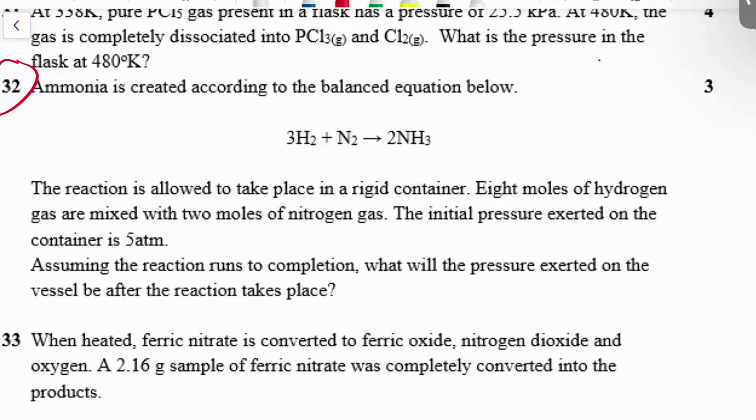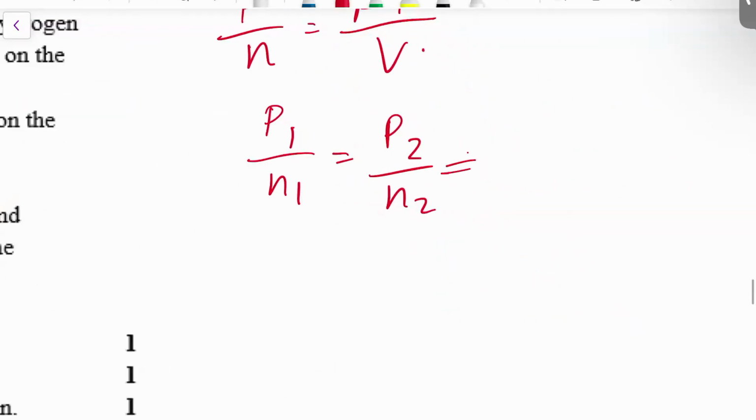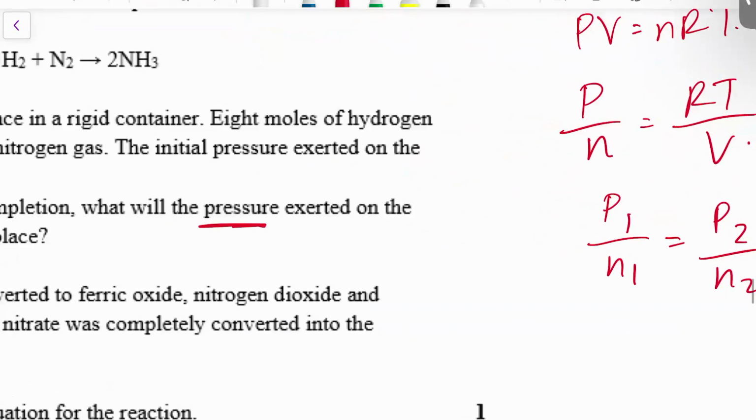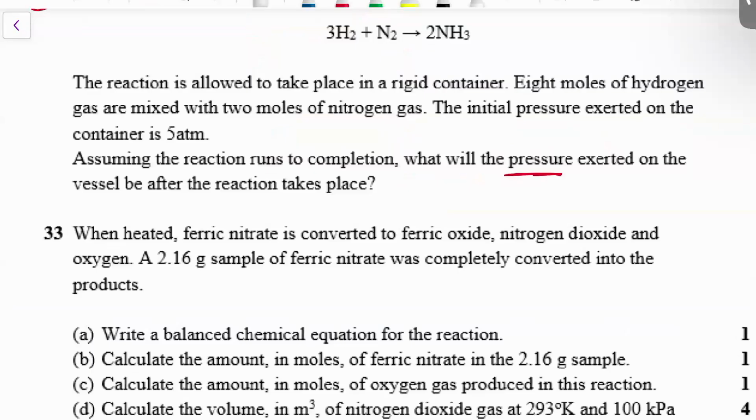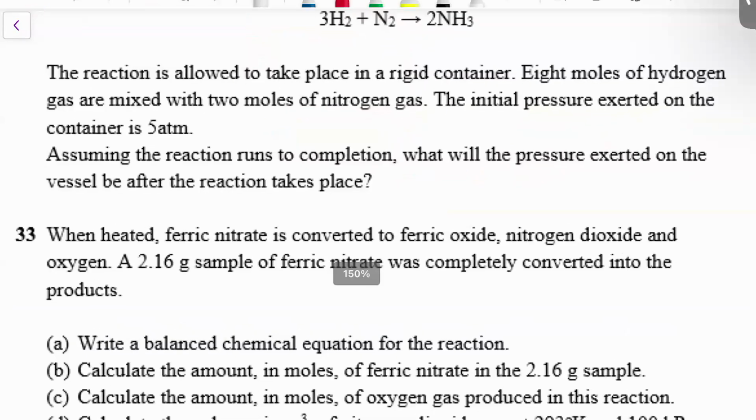All right, cool. They want the pressure after, which is P2. So I'm just going to rearrange this now. P2 is P1 on N1 multiplied by N2. Okay, now pressure is going to be the easiest one to figure out. What is P1?